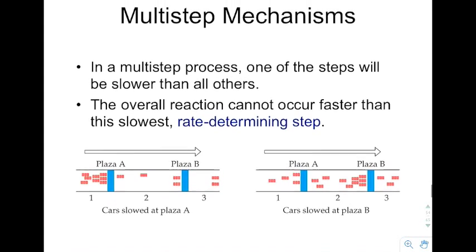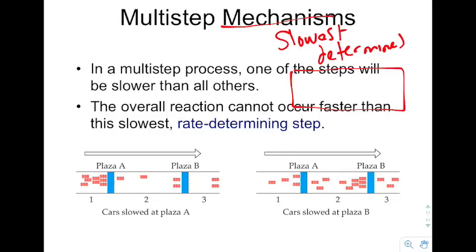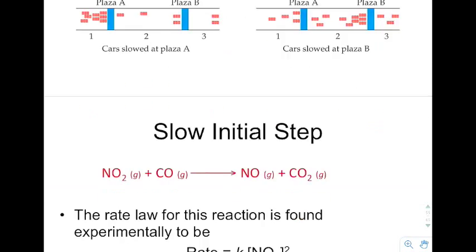Whenever you have a multi-step mechanism, one of the steps is slower than all of them. That particular step is called the rate determining step. Whenever you have multi-step mechanisms, the slowest one determines the speed. You can't go faster than the slowest step. If you think about it, if you're stuck in traffic on a one-lane road, you can't go faster than the slowest car. It's the same way when you have reactions. You can't go faster than the slowest one.